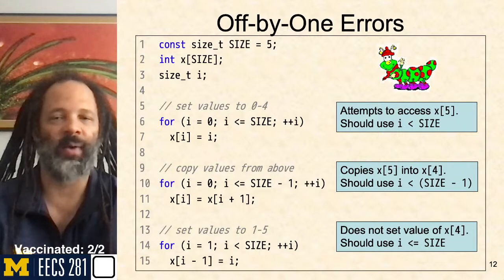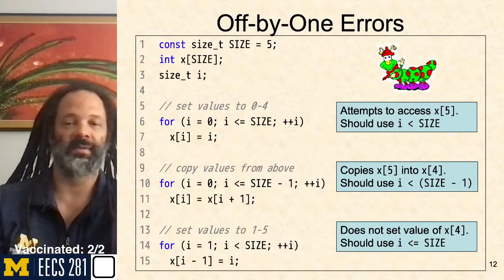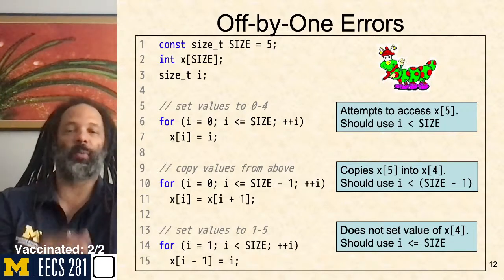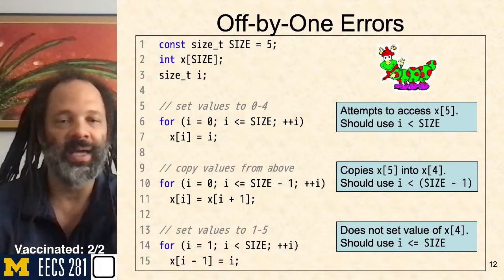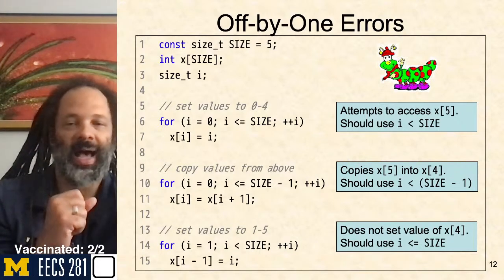So that's an off by 1 because this is going to attempt to do 6 things. And if I'm doing it with x, I'm square bracketing 6 things in there. There's no way that's going to work. So this should be i less than size. How about this next one?